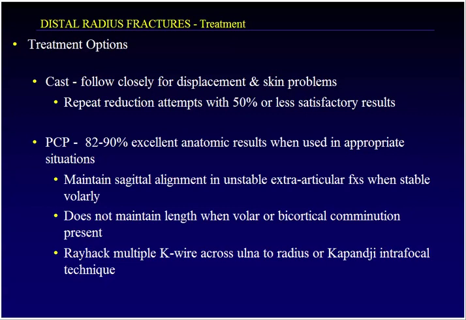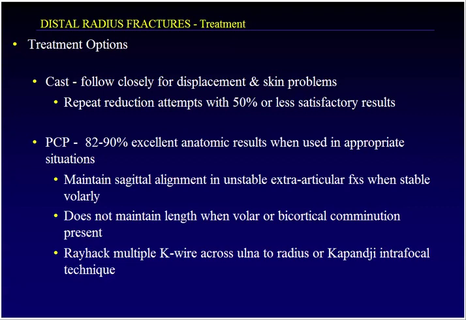repeat closed reduction of those injuries is associated with 50% or less satisfactory results. So in other words, if you have a patient that you treat closed, they lose their reduction, their alignment's now unacceptable, that would be an indication for surgical intervention. Percutaneous pinning has been shown to result in excellent anatomic results and functional outcomes when it's used appropriately.